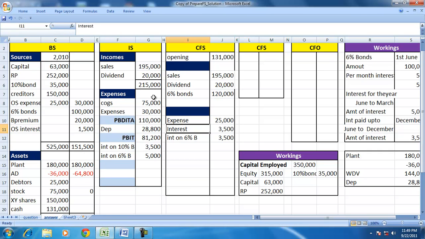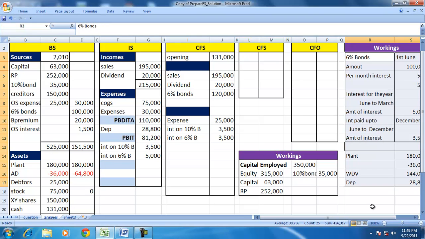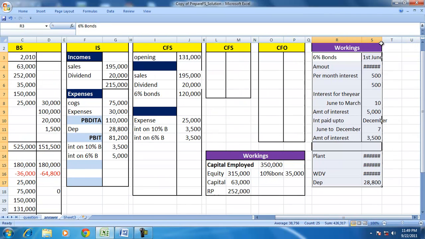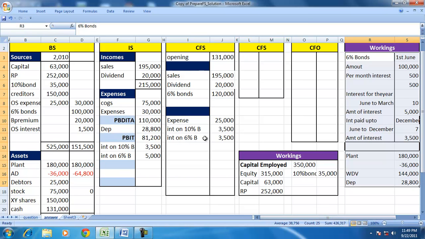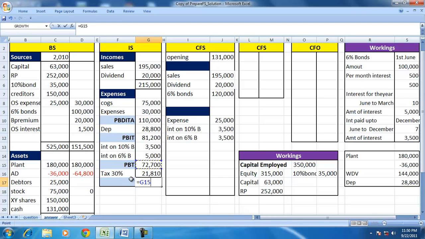So this is interest on 10% bonds, which is for the entire year, but this is interest on 6% bonds, which is for a shorter period, because the bonds were issued not on 1st April, but on 1st June. So interest is done. Therefore, PBT, profit before tax, is 81,200 minus the interest, which is 72,700. Let us assume that we have tax of 30%, though not given, so tax will be 0.30, and PAT is 50,890.